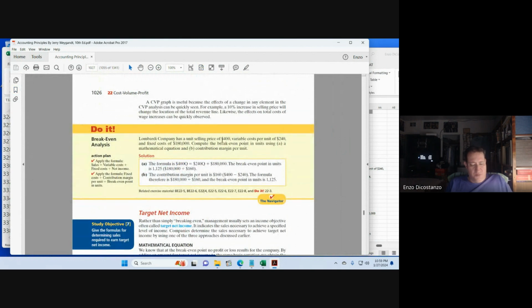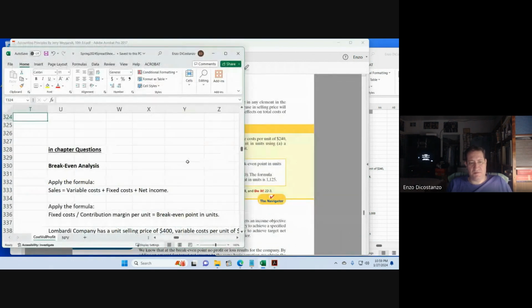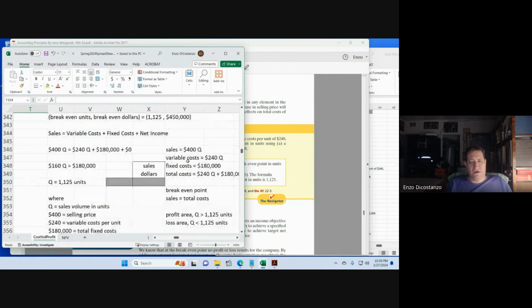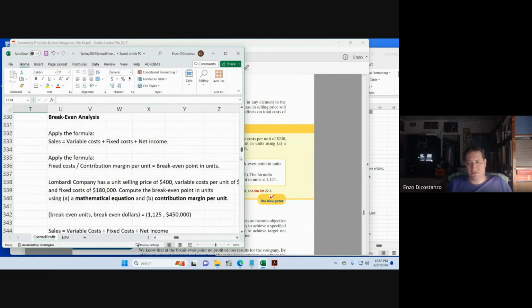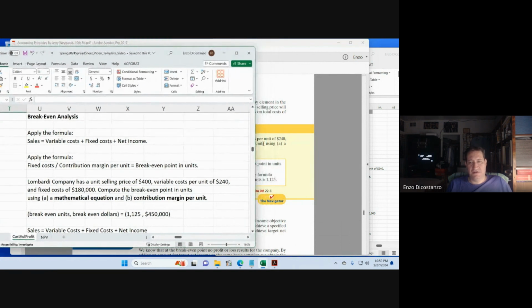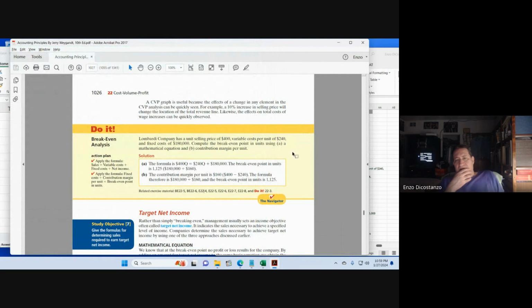I think this is Lombardi. Yeah, Lombardi. Okay, and a lot of it is worked out for you already, so try to keep your focus in this little part here. It says Lombardi company has a unit selling price of $400 per unit. The variable cost is $240. Fixed cost is $180,000. You want to find the break-even point in units, a mathematical equation, and a contribution margin per unit.